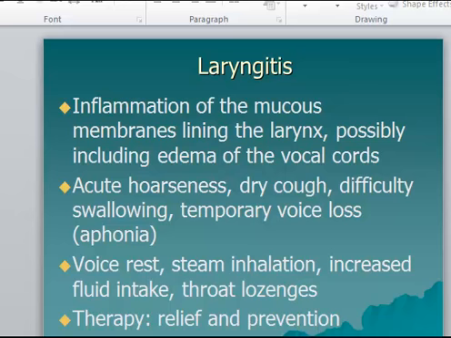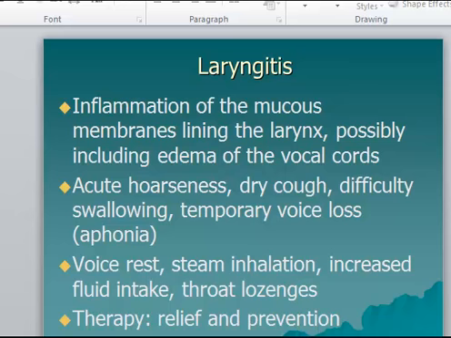Common causes include exposure to irritating inhalants, chemical fumes, tobacco, alcohol, smoke, any kind of voice overuse, or inhalation of fumes such as glue, paint thinner, or butane. Intubation can also cause laryngitis. Recurrent laryngitis may also be caused by GERD, gastroesophageal reflux disease.